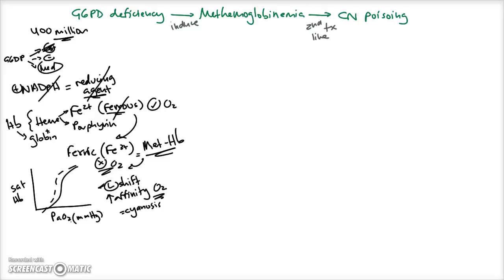Okay. Now, there are known triggers for hemolysis related to the enzyme G6PD. So let's list them. The triggers that we do know include number 1, infections. Number 2, drugs, particularly drugs that have a mechanism of action as oxidants. And we'll talk about this later.